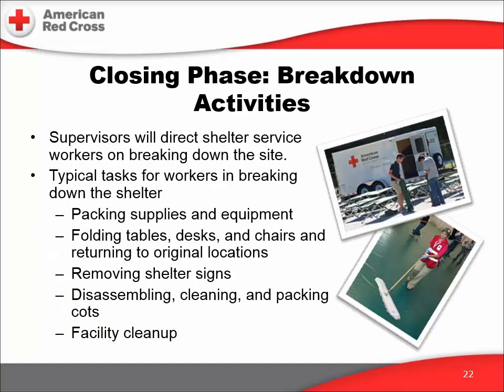Closing phase. Breakdown activities. Supervisors will direct shelter service workers on breaking down the site. Typical tasks for workers in breaking down the shelter include packing supplies and equipment, folding tables, desks, and chairs and returning to original locations, removing shelter signs, disassembling, cleaning, and packing cots, and facility cleanup aimed at leaving the facility cleaner than when we received it and identifying any damage that occurred during our use.